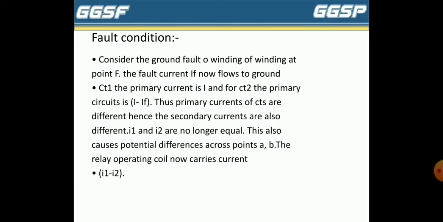Fault condition. Consider a ground fault on the winding at point F. The fault current IF now flows to ground. For CT1 the primary current is I, and for CT2 the primary current is I minus IF. Thus primary currents of the CTs are different, hence the secondary currents are also different. I1 and I2 are no longer equal. This also causes a potential difference across points A and B. The relay operating coil now carries current I1 minus I2.